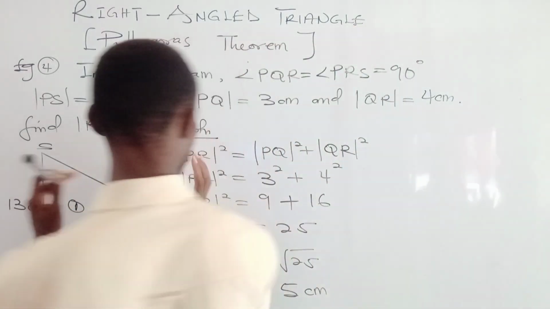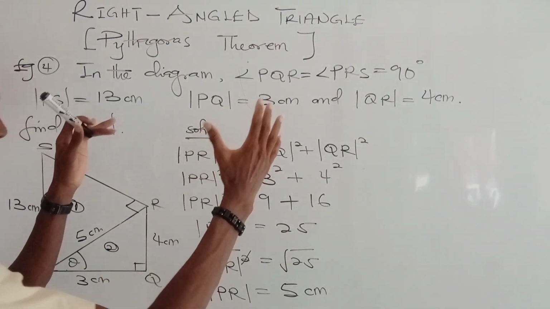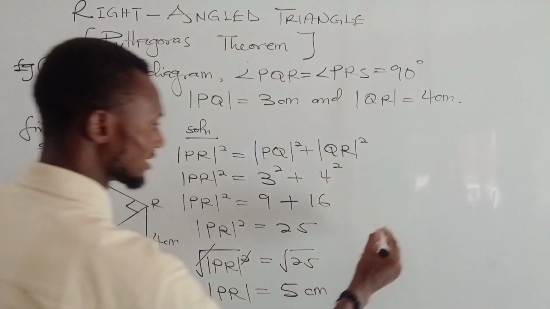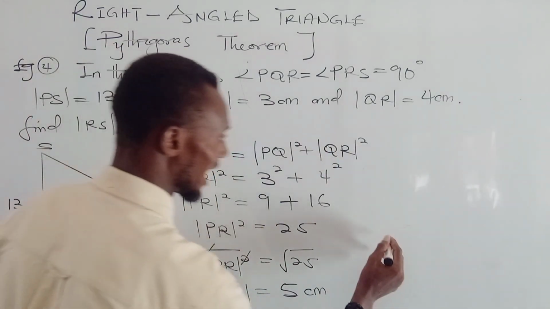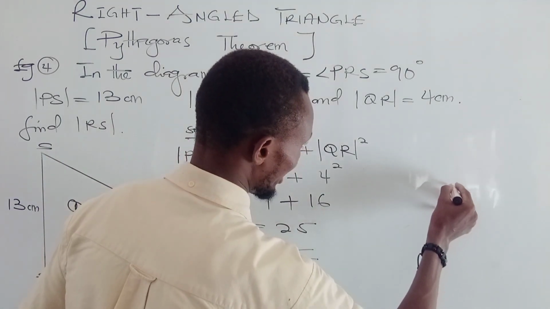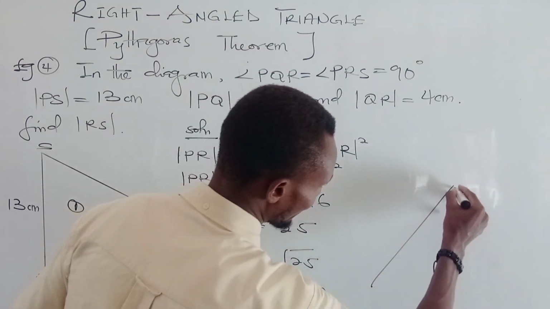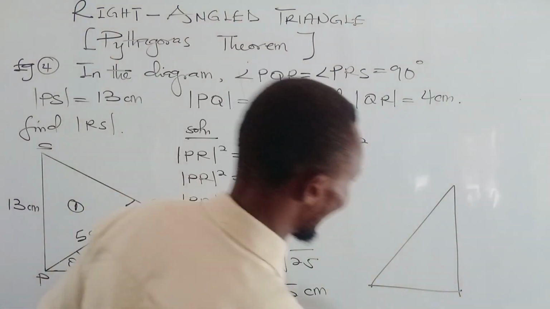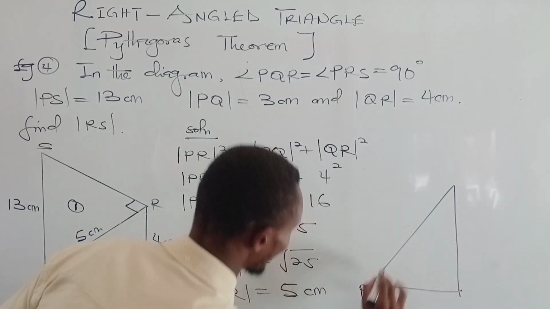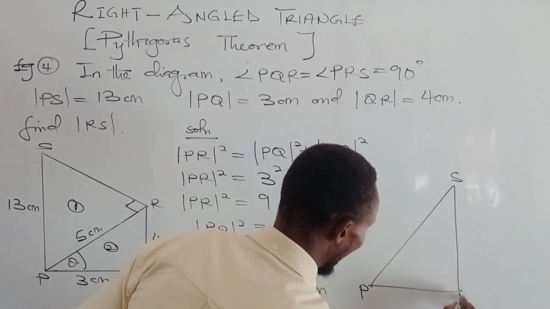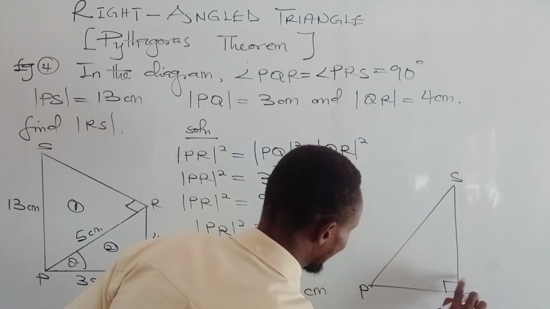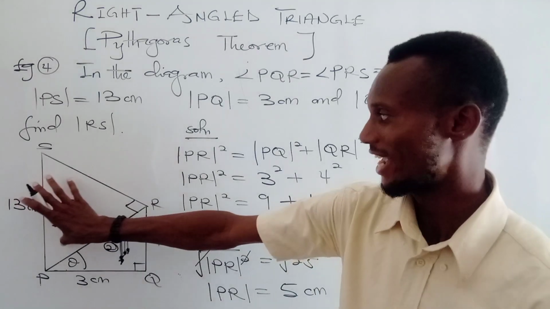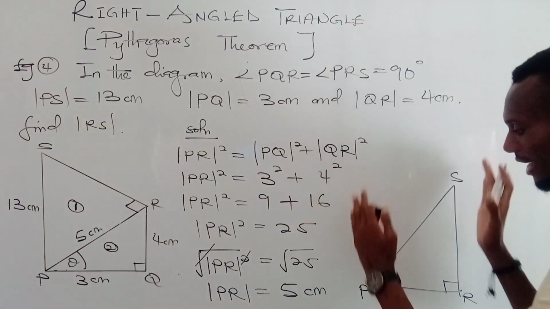When we turn the triangle so that it can stand in a vertical way, it will look like this. Let me draw it here so that you see how it will look. It will be something like this. So we will have our P here, S here, and R here, and the 90 degrees is being formed. That's when we turn the triangle so that it stands vertically.